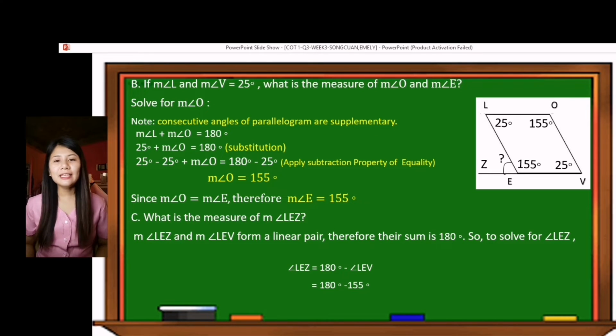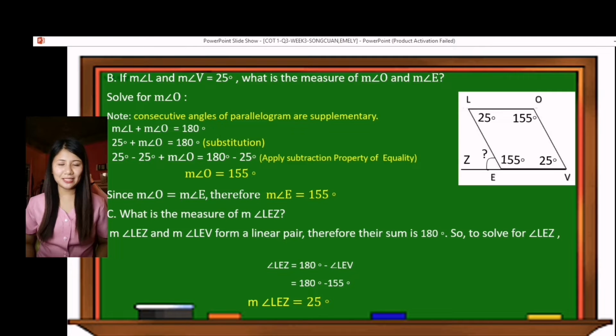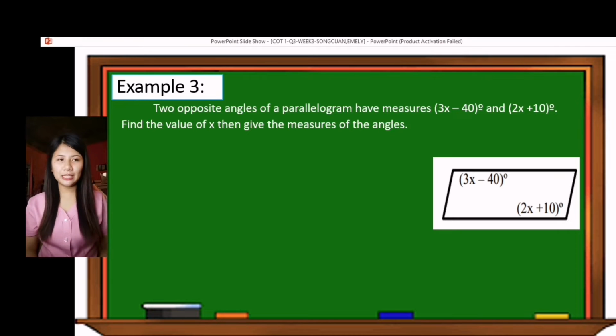So 180 degrees minus the measure of angle LEV, which is 155 degrees. So 180 degrees minus 155 degrees is equal to 25 degrees. Now, our measure for LEZ is equal to 25 degrees. Did you get it, guys? Okay, very good. Example number 3.